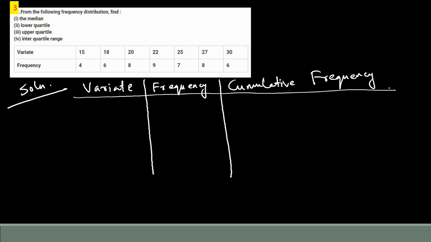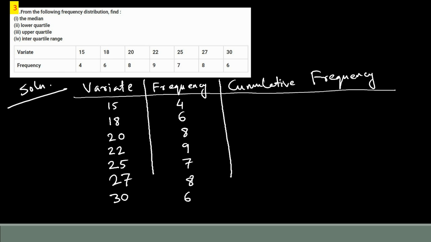Okay, so variate is 15, frequency is 4, then it's 18, 6, 20, 8, 22, 9, 25, 7, 27, 8, 28, 6, right? And what will be the cumulative frequencies?